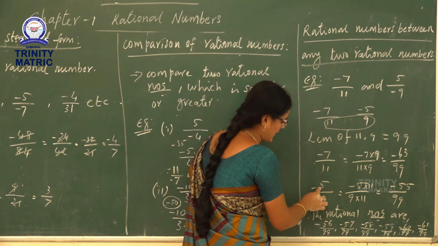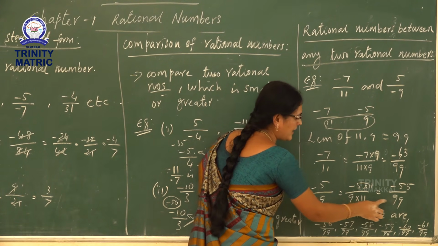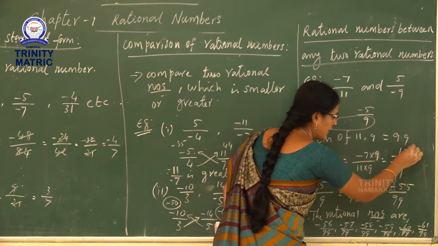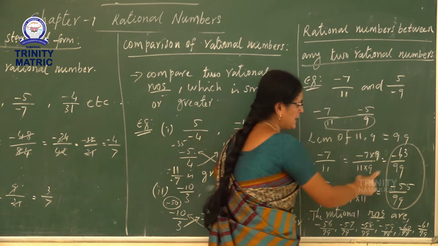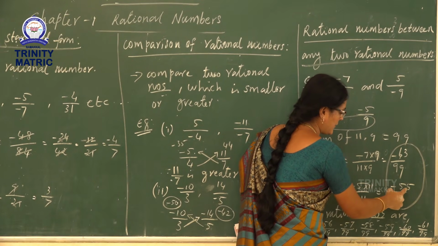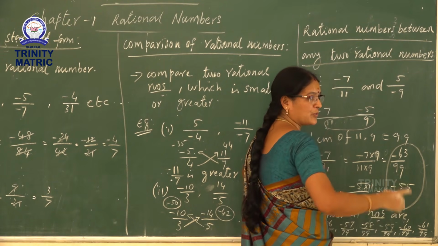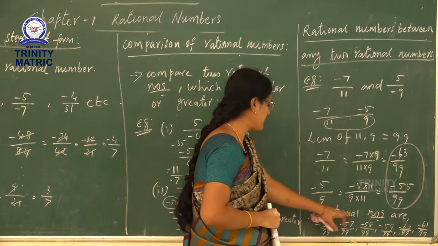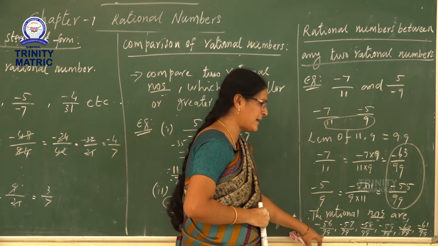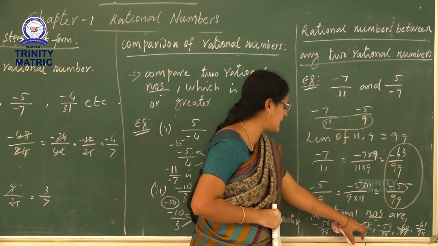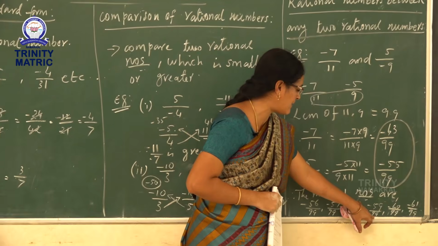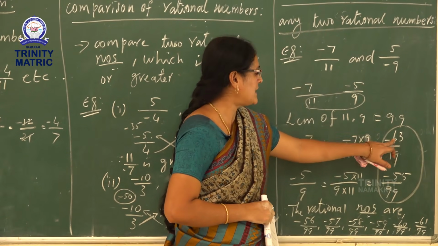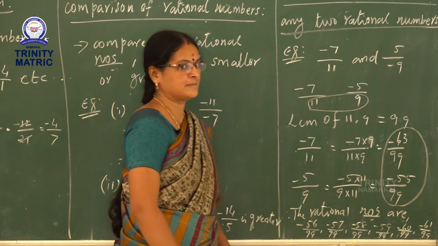Next one, minus 5 by 9. Minus 9 into 11, 99. In the numerator we should multiply by 11. Minus 5 into 11, minus 55. Now look at these two numbers, minus 63 by 99 and minus 55 by 99. In between we should write more rational numbers. Look here, the rational numbers are minus 56 by 99, minus 57 by 99, minus 58 by 99, minus 59 by 99, minus 60 by 99, minus 61 by 99, minus 62 divided by 99.